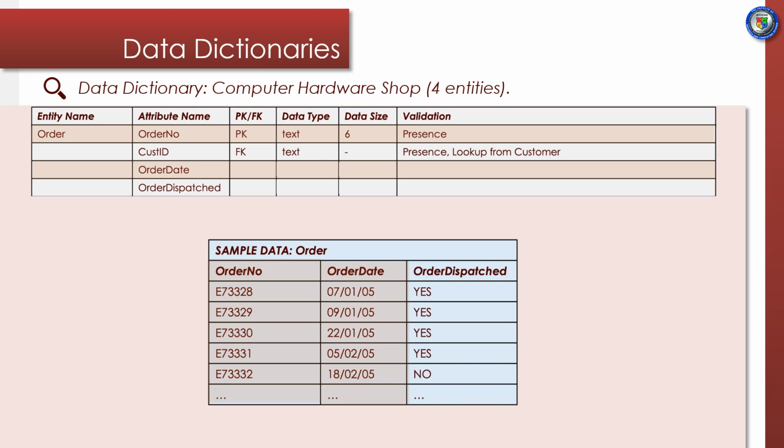We have an order date, which is obviously a date data type, and a presence check. Again, we can format those dates in a variety of different ways practically within our software. And we have the order dispatched, which is a Boolean data type. It's a yes, no, it's a 2-state Boolean. And we have a presence check there also.